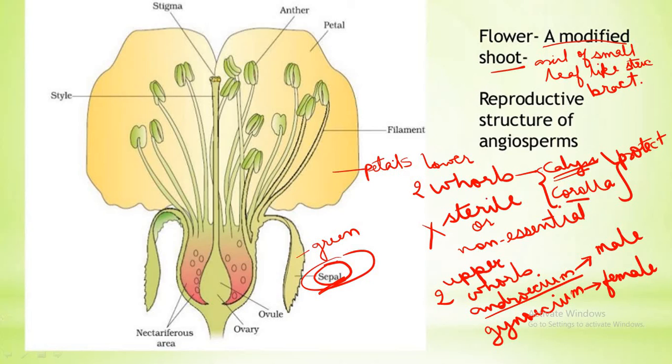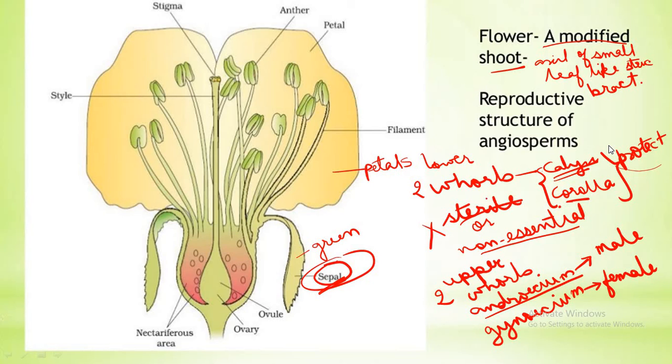Now, as we have discussed, calyx and corolla are the two whorls which are sterile, meaning they do not help in reproduction, or they are non-essential. But their function is to protect the inner whorls. They protect androecium and gynoecium.